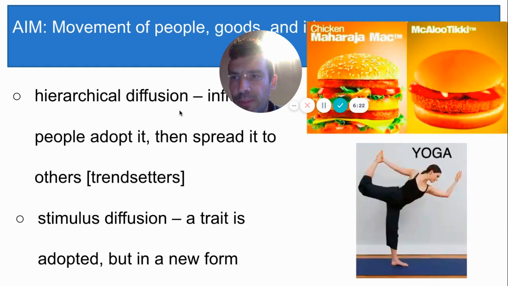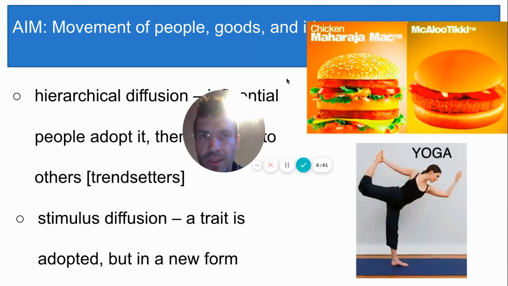The last type of expansion diffusion is called stimulus diffusion. This is an interesting one. It happens when people outside the hearth adopt a trait, but they change it in some way so that the trait becomes a little bit different. It's the same basic trait, but in a slightly new form.